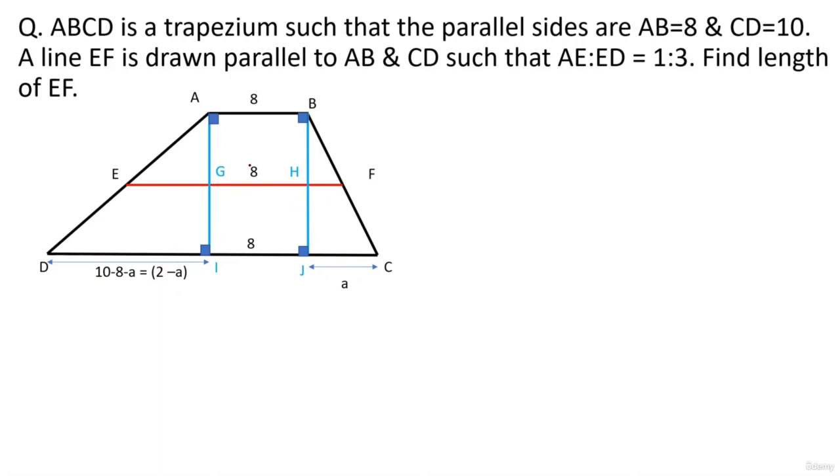Now it is given that AE is to ED is 1:3. If AE is to ED is 1:3, guys, what will AE to AD be? 1:4, right? Because ED alone was 3 units and AE alone is 1. 3 plus 1 is a total of 4 units, right?